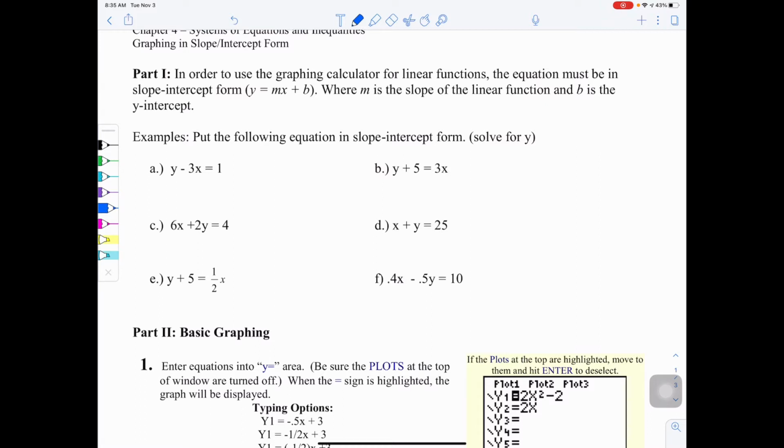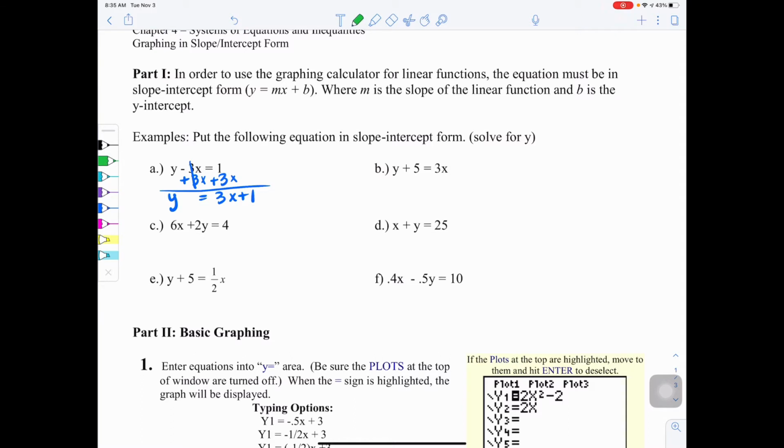So if I look at part A, I have y minus 3x equals 1. If I want y to be alone, I need to get rid of the subtraction of 3x by doing the opposite, which is adding 3x. Whatever I do to one side, I must do to the other. So I get y equals 3x plus 1. Now I could write 1 plus 3x, but I'm trying to keep it in y equals mx plus b form, so it's easy for me to identify the slope and the y-intercept. So for example, the slope here would be 3, the y-intercept would be 1.